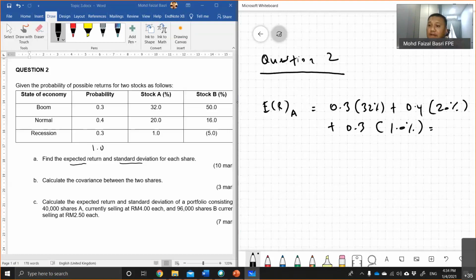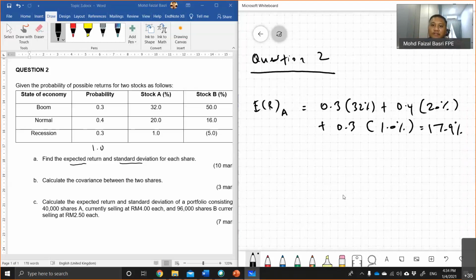So based on my calculation, it will be 17.9%. Okay, 17.9%. Okay, so this is what we've learned last week, for the expected returns for individual stocks.